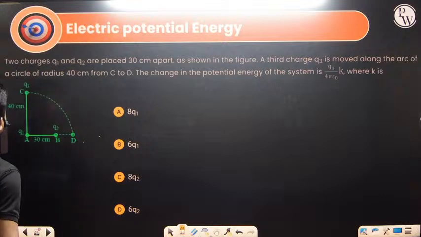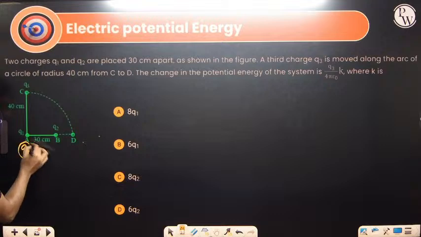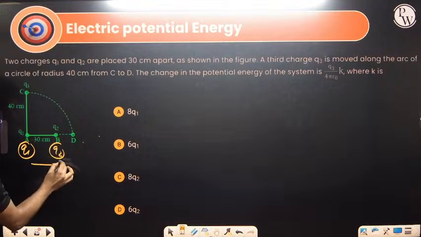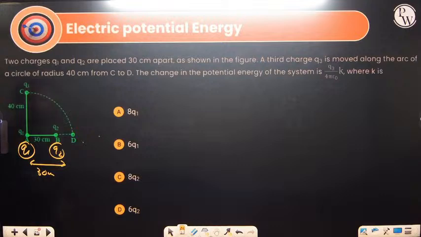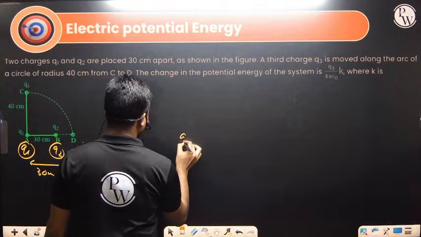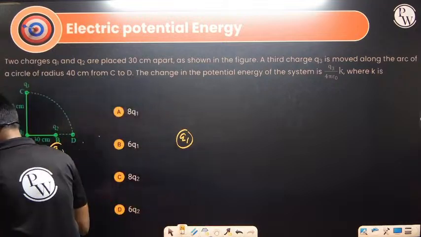So electric potential energy, two charges Q1 and Q2. Here is charge Q1 and here is charge Q2. They are separated by a distance of how much? 30 centimeter apart as shown in the figure. A third charge Q3 is moved, and the third charge Q3 I will make over here. If it is not clear, Anish Pandey, I will try to make it clear.